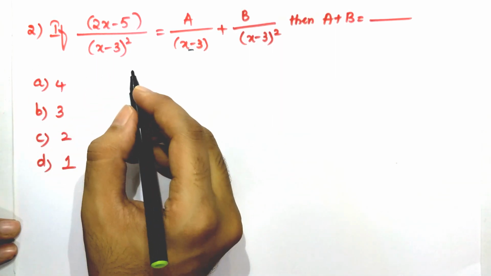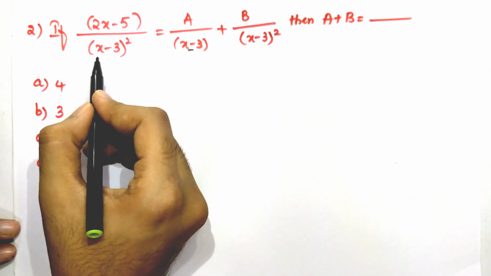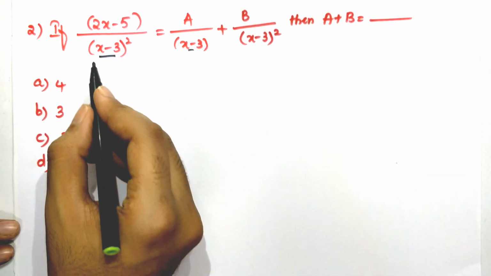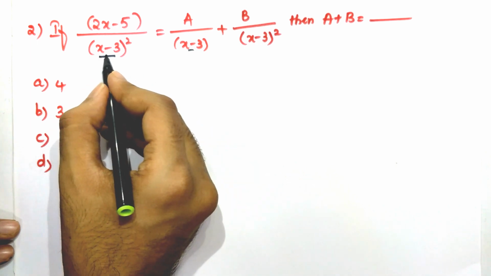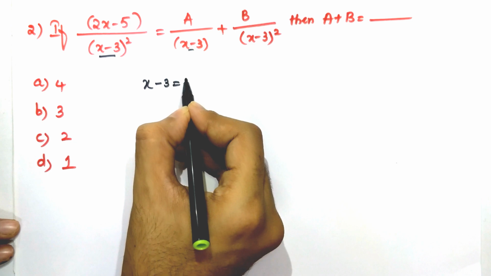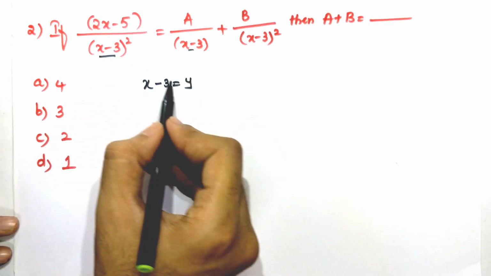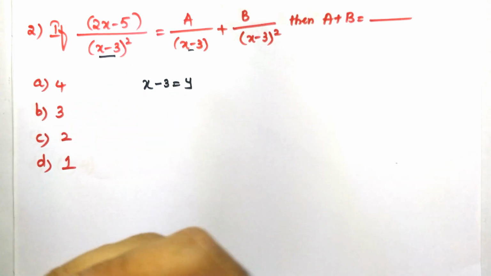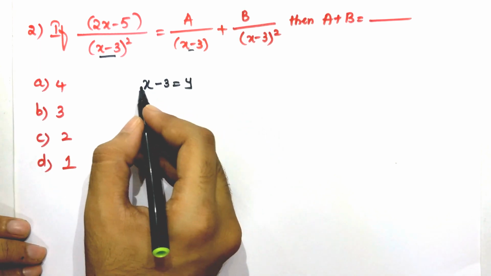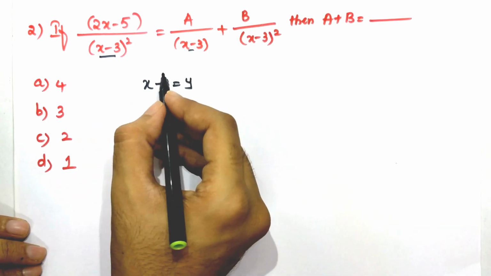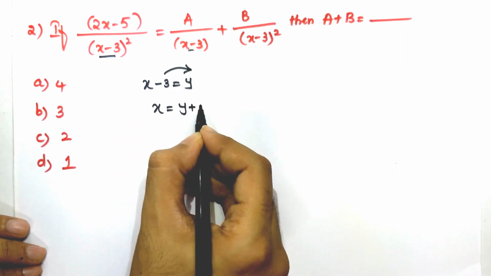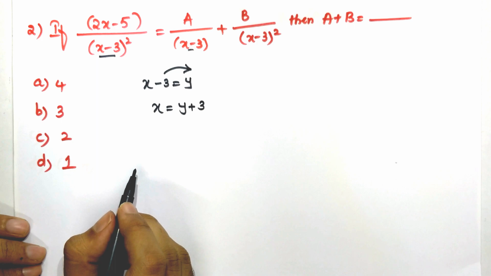The shortcut is to take the repeated factor of the denominator as y. So the first step is to consider the denominator's factor as y. If I consider x minus 3 is equal to y, you may also consider x minus 3 as z or u, but here I am considering x minus 3 as y. Now send this minus 3 to the other side, so x is equal to y plus 3.